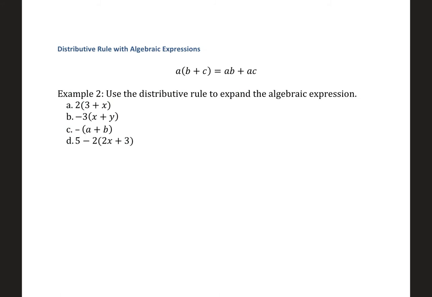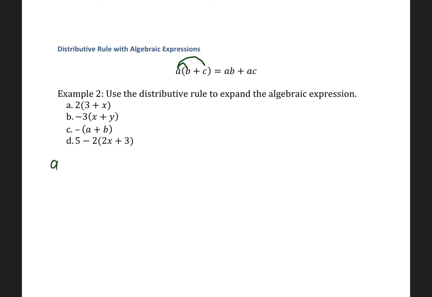Moving on to the distributive rule, we've touched on this before. A times the quantity B plus C is equal to AB plus AC. You're just distributing what's on the outside to everything inside the parentheses. And this works if you have B plus C plus D on the inside too. It'll still be distributed to everything within the parentheses. We're going to be using this rule to expand each of these algebraic expressions.